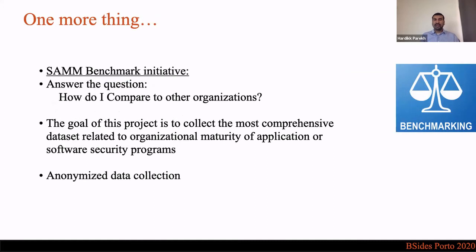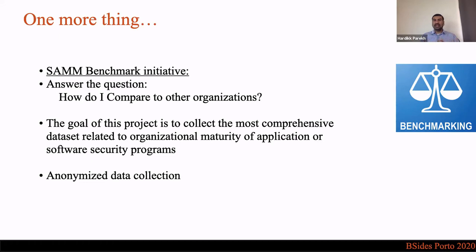Now, one more thing before I end this talk is the OWASP SAMM benchmark initiative. We recently introduced this benchmark initiative, which helps answer the question, how do I compare to other organizations across the world? And the SAMM benchmark initiative is inspired by BSIMM. As I mentioned earlier, one great thing about BSIMM is it tells you how your organization compares with other organizations following a security assurance program.